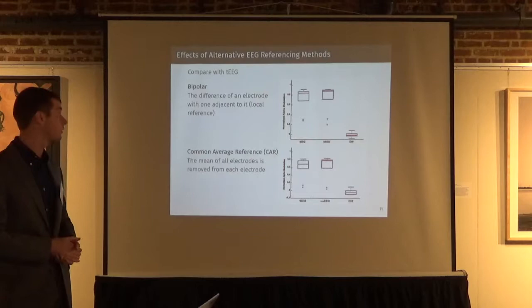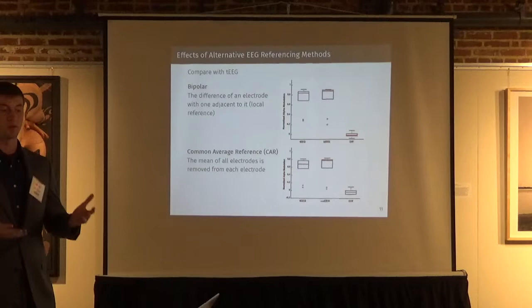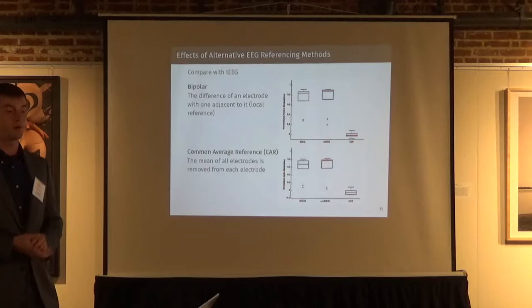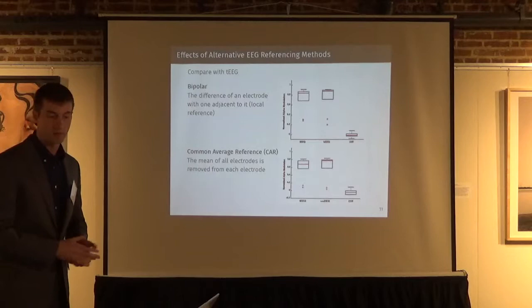But I think it is worth pointing out, if these two were considered comparable, the main advantage that this TEG and TCRE electrode system has versus these bipolar and common average referencing methods is it's a single electrode, whereas by definition the bipolar requires two electrodes and the common average reference requires many electrodes. So I think that's just worth noting.